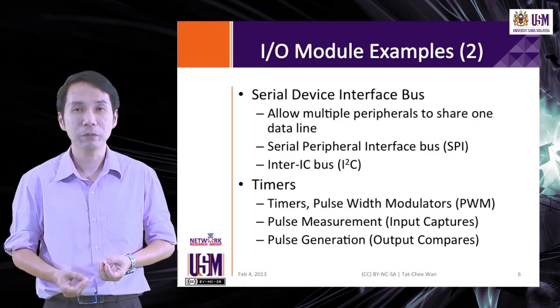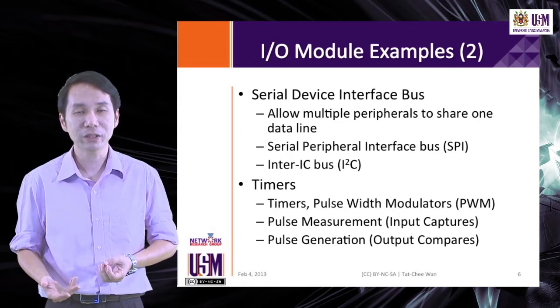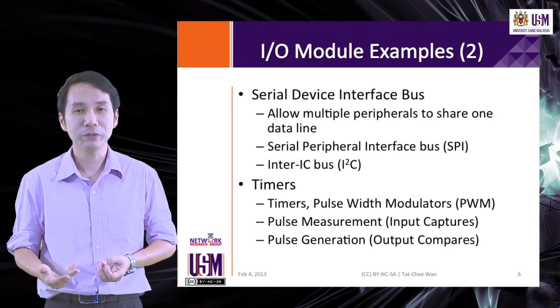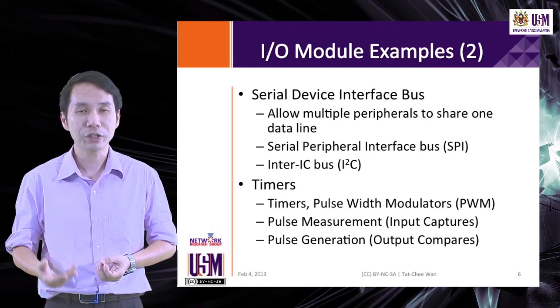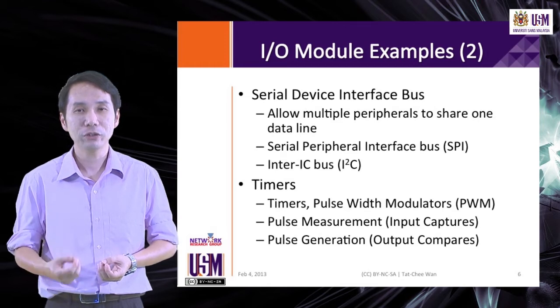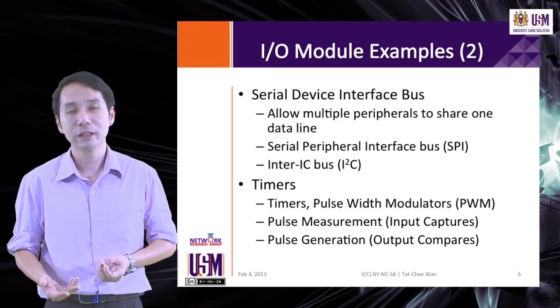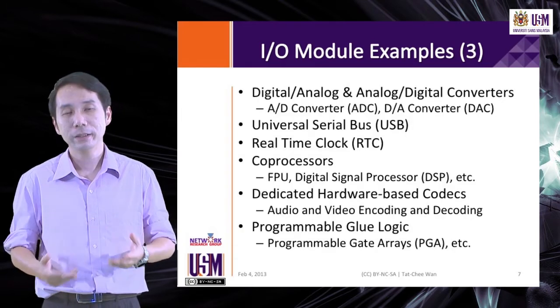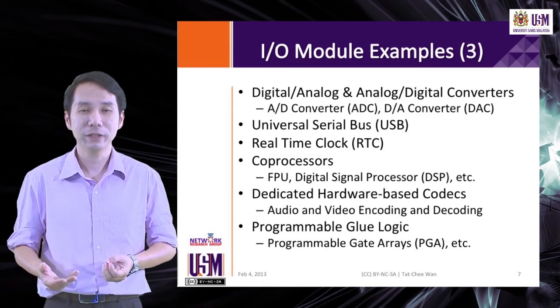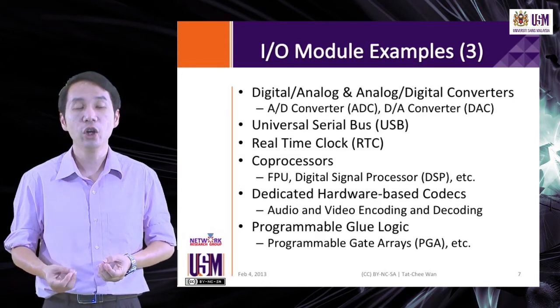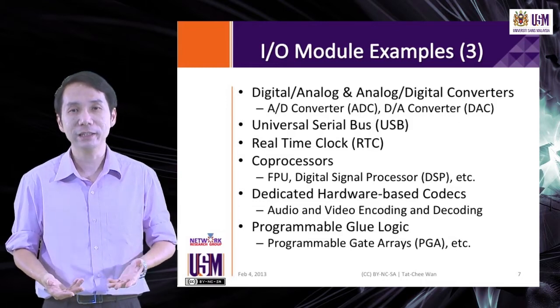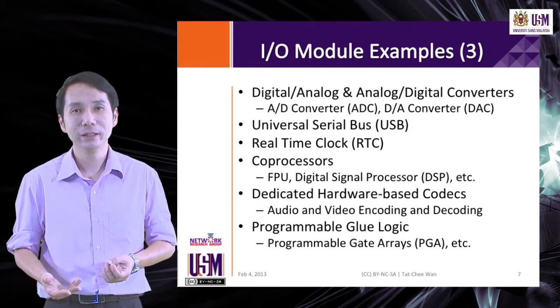This allows us to perform pulse measurements using input signals to determine the duration or the sequence of events, and then also to generate pulses, which is using output compare devices to trigger a waveform to be sent out through the I/O interface. Next, we have various other types of devices, such as the digital to analog or analog to digital converter. These are variously known as ADC or DAC.